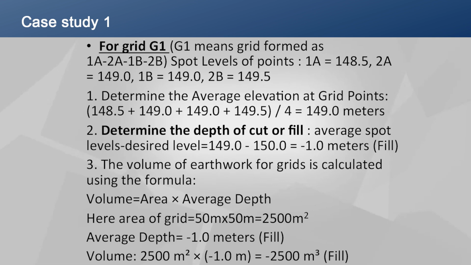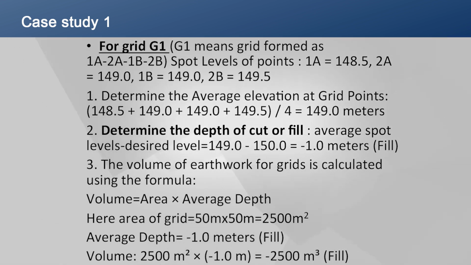Now, we will go to the second step. What is the second step? Determination of depth of cutting or depth of filling. The formula is average spot level minus desired level. Average spot level is 149 meter, desired level is 150 meter. So, when we do the calculation, we will get minus 1 meter. So, minus denotes filling is required.